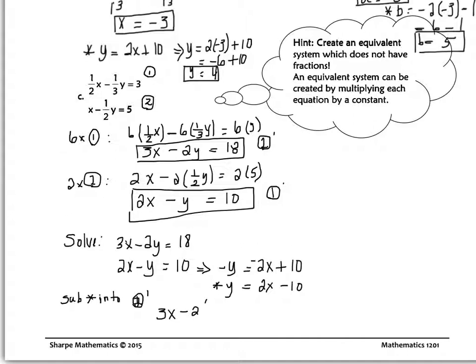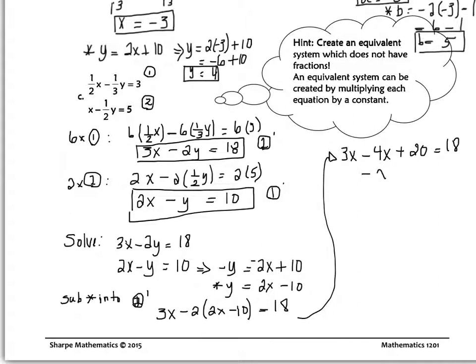3x minus 2 times, again we're substituting for y, so 2x minus 10 instead of the y, equals 18. And then if we simplify that a little bit, we're going to get 3x minus, distribute that 2, so it's going to be minus 4x plus negative 2 times negative 10 is positive 20, equals 18. So that would be negative x plus 20 equals 18. So negative x equals 18, take away 20, and negative x is negative 2. If we divide both sides by negative 1, you get x is positive 2.